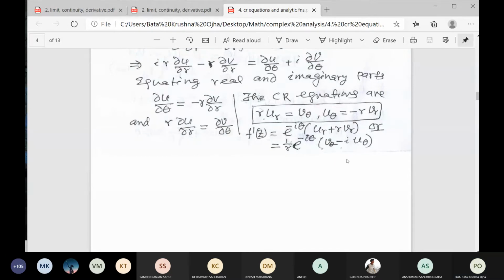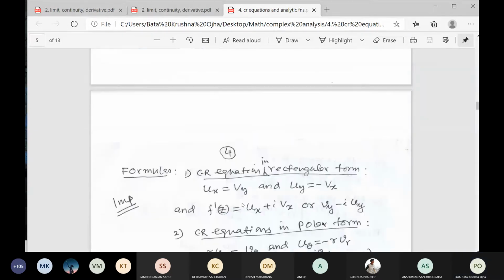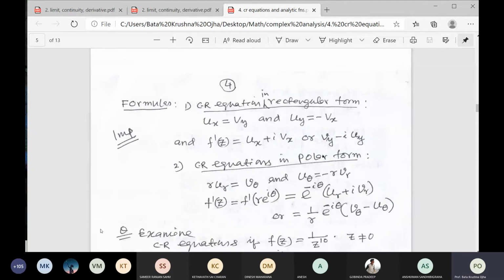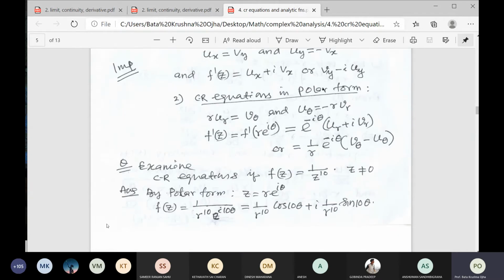Now I have a summary of these two. The CR equation in rectangular form is this, and f dash z is this. Second, the CR equation in polar form is r u_r is equal to v_theta, and u_theta is equal to minus r v_r, and the derivative of the function in polar form is this. I have just given the summary.